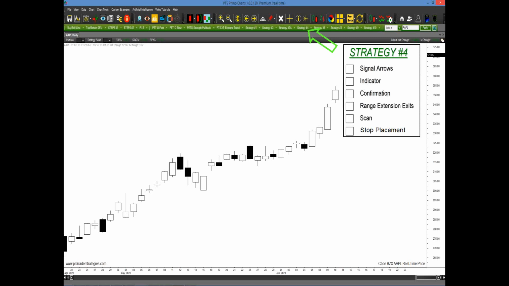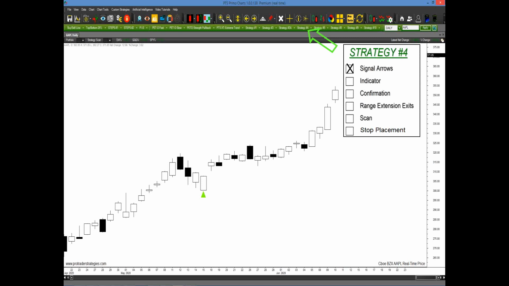For example, if you want to check your work to see if you properly identified a strategy number 4 signal, all you would have to do is click on signal arrows in the drop-down menu, and an arrow will appear where there was a valid signal. And if that's where you spotted one, you check your work and you're correct.